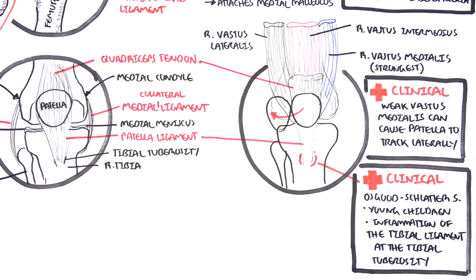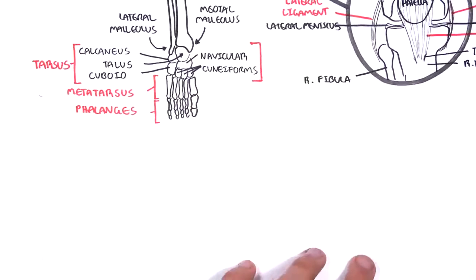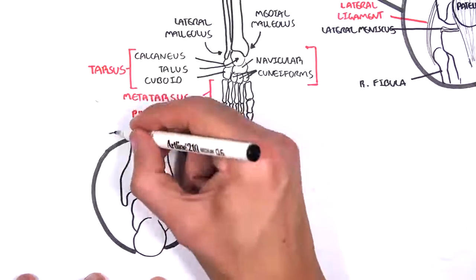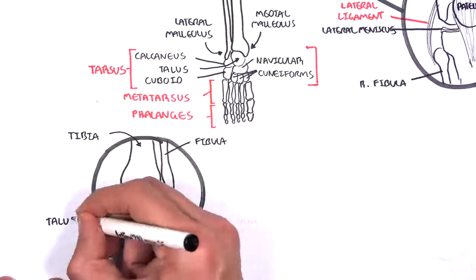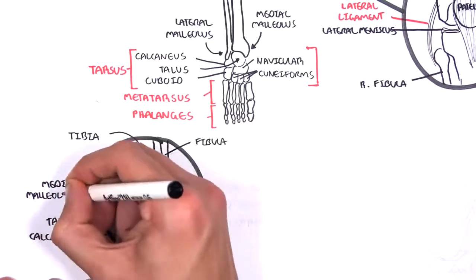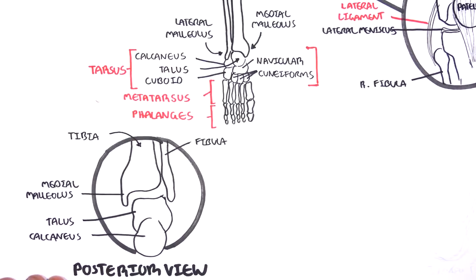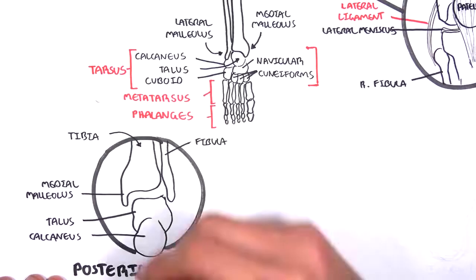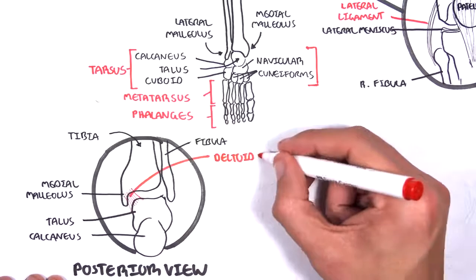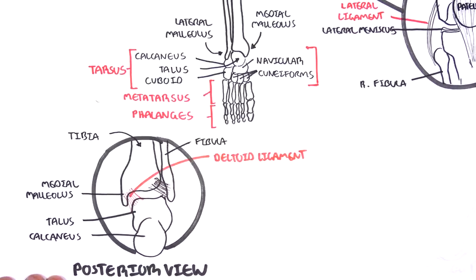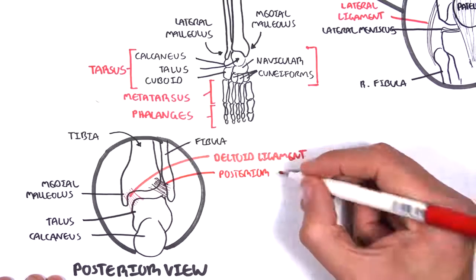Finally, let's talk about the ankle joint. Here we are looking at the posterior view of the ankle joint, so from the back. Here is the tibia, the fibula, the talus, calcaneus, the medial malleolus. The ligaments visible here are the deltoid ligaments medially. A ligament that runs from the fibula and tibia at the back here is the posterior tibiofibular ligament.